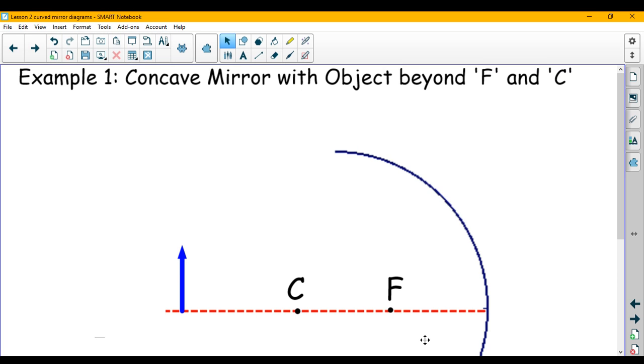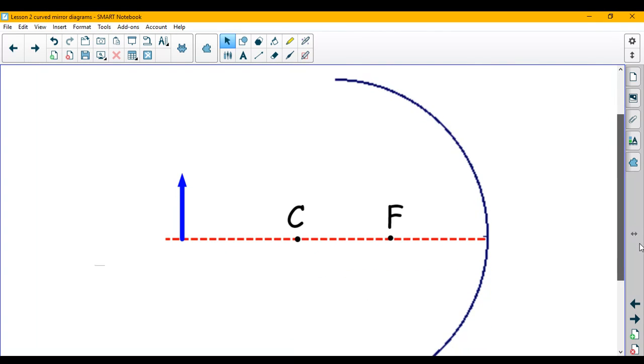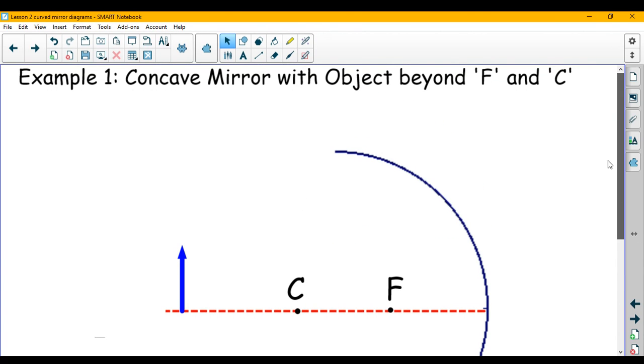Now we know our three rules. We can use our rules in order to look at an object and what its image should look like and be able to determine the characteristics of that image. So first we have a concave mirror, you can see it's concave, with an object beyond F, so further than the focal point, and C, so even further than the center of curvature.